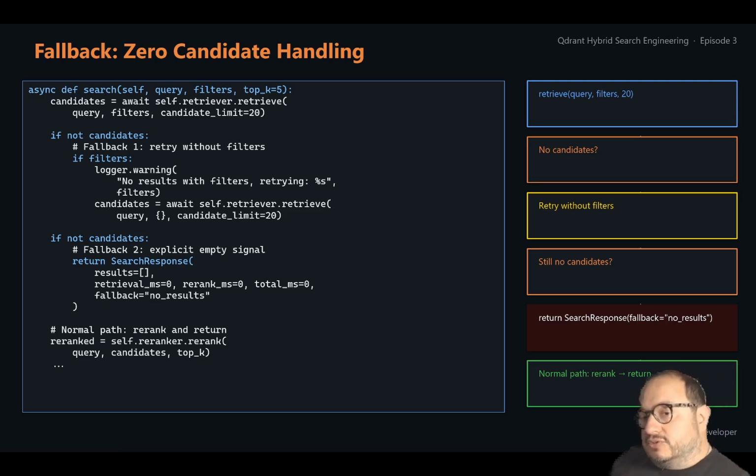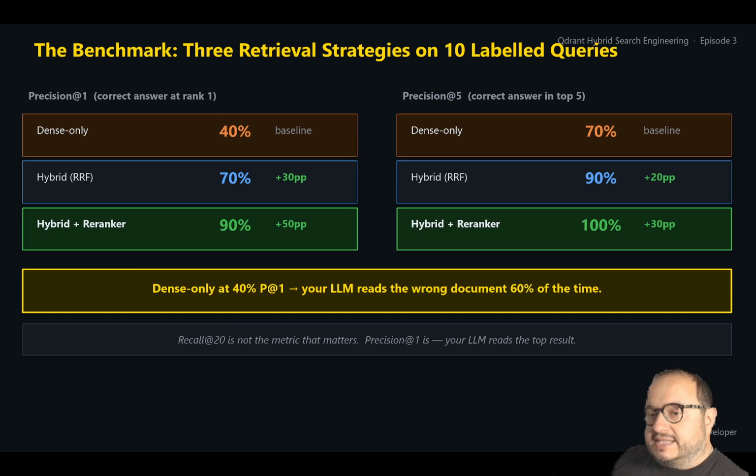Now the benchmark. The three-way comparison that closes this series. I have 10 labeled test queries in the evaluation dataset. Each query has a ground truth, the correct document ID that should appear at rank 1. 3 strategies: dense only, hybrid, which means dense plus sparse plus RRF, and hybrid with cross-encoder reranking that I explained just now. Here are the precision 1 numbers.